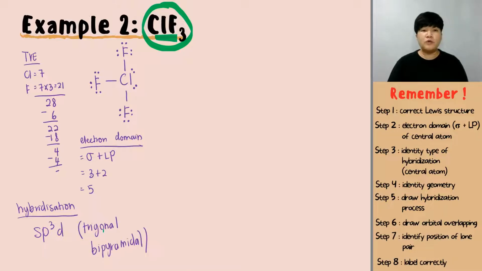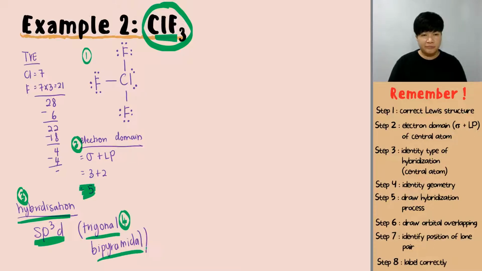So we are done all the way down to your geometry, from your Lewis structure to your electron domain, and then from the electron domain, we can work out the hybridization, which is sp3d. From the hybridization, then we can know the geometry, which is trigonal bipyramidal. I hope you remember the trigonal bipyramidal looks something like this. Okay? But before we go for the orbital overlapping, let's proceed to your hybridization process first.